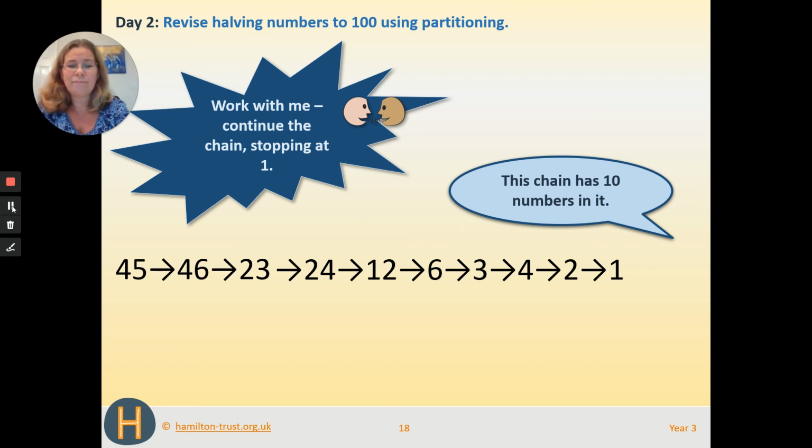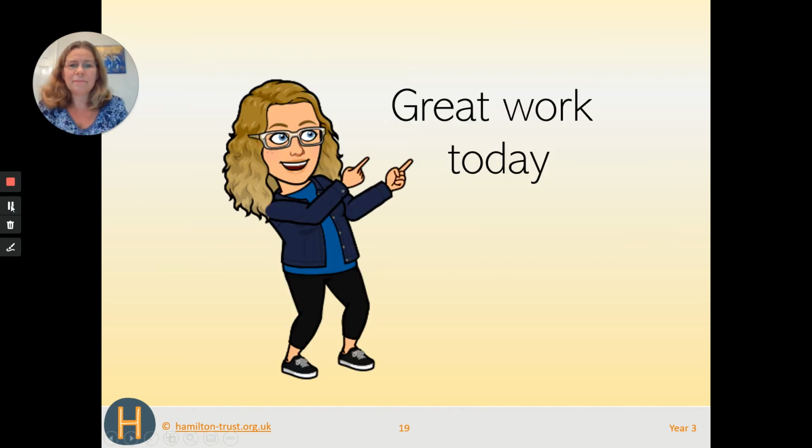How did you get on? If you didn't quite get it, try it again. Just remember the rules. If it's an odd number, you add 1. That then makes it an even number. Then you halve it if you have an even number. Every time you have an even number, you halve it. Every time you have an odd number, you add 1. Have a go. Great work today with me.